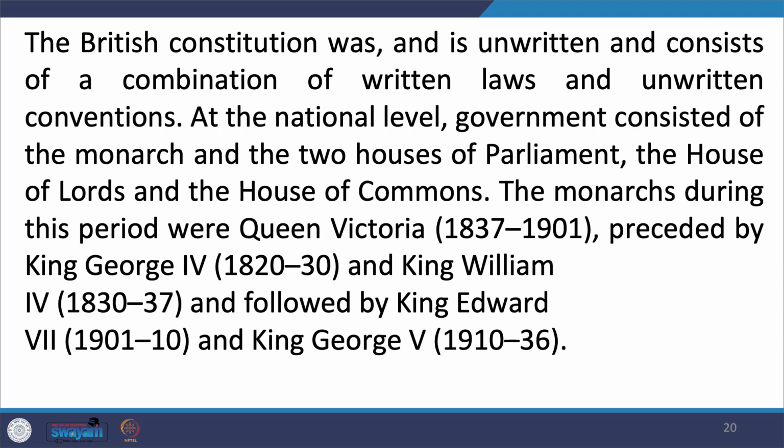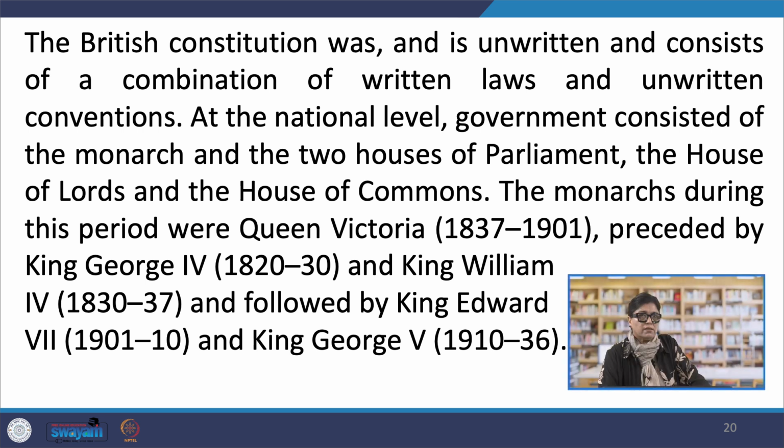The formal political system practiced at this time was a constitutional monarchy. It was in practice dominated by aristocratic men. The British Constitution was and is unwritten and consists of a combination of written laws and unwritten convention. At the national level, government consisted of the monarch and the two houses of parliament, the House of Lords and the House of Commons. The monarchs during this period were Queen Victoria, 1837 to 1901, preceded by King George IV, 1820 to 30, and King William IV, 1830 to 37, and followed by King Edward VII, 1901 to 10, and King George V, 1910 to 36.